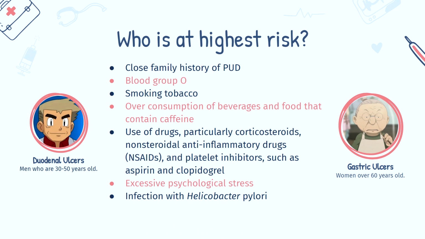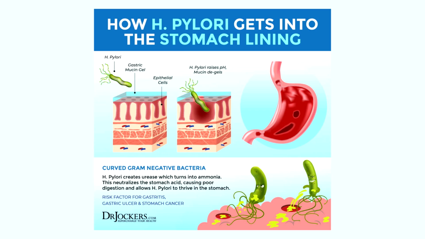Here's just a picture that shows how the H. pylori bacteria gets into the stomach lining, and basically it creates urease, which turns into ammonia, and this neutralizes the stomach acid, causing poor digestion, and it allows the H. pylori to thrive in the stomach.